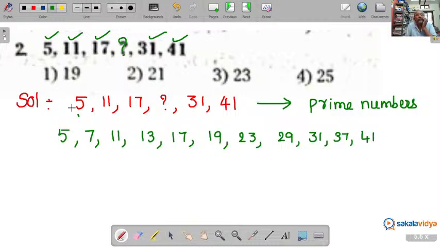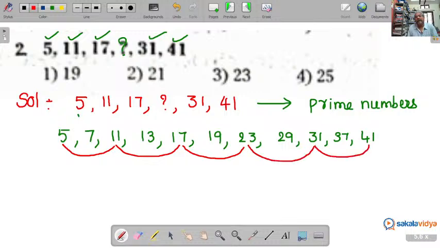See now, write down what is the pattern given here actually. 5, write down the pattern: 5, 11, 17, one is missing. Actually here alternative prime numbers we are considering. 17 after 23, 23 after 31, 31 after 41. So our required number, the missing number, is 23. Question mark is equal to 23. So our answer is 23.